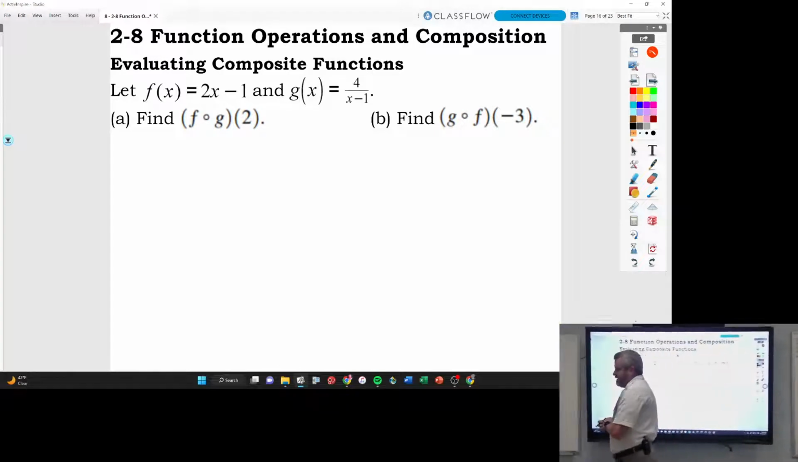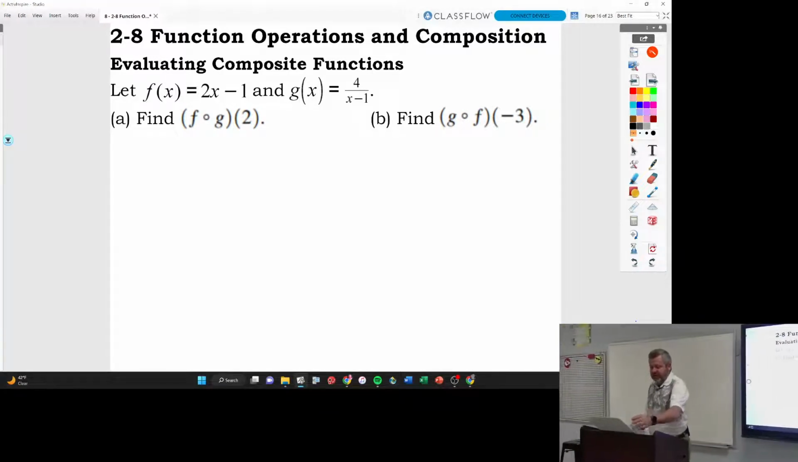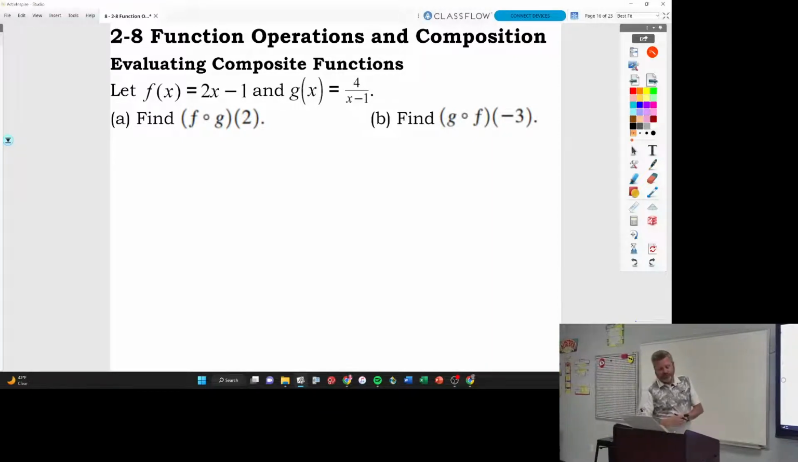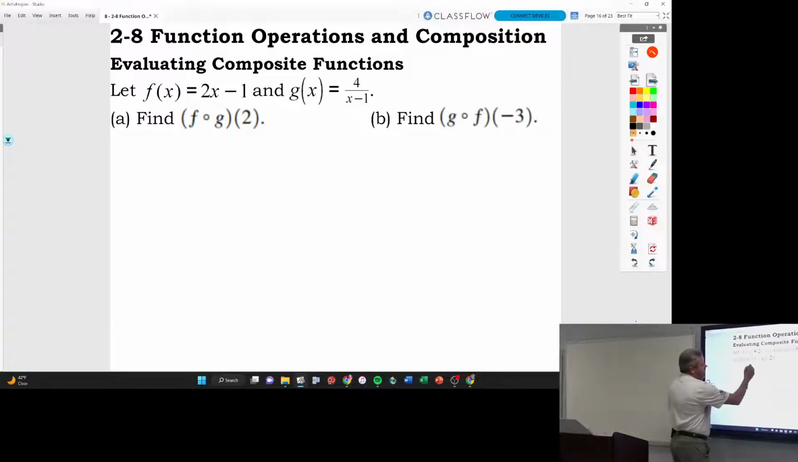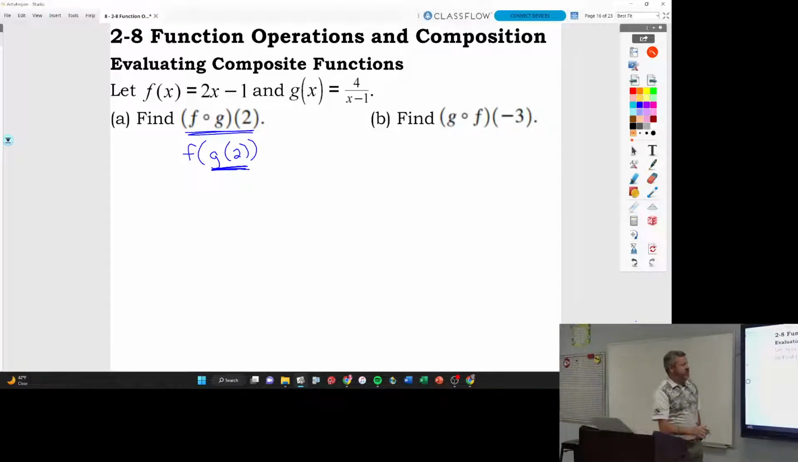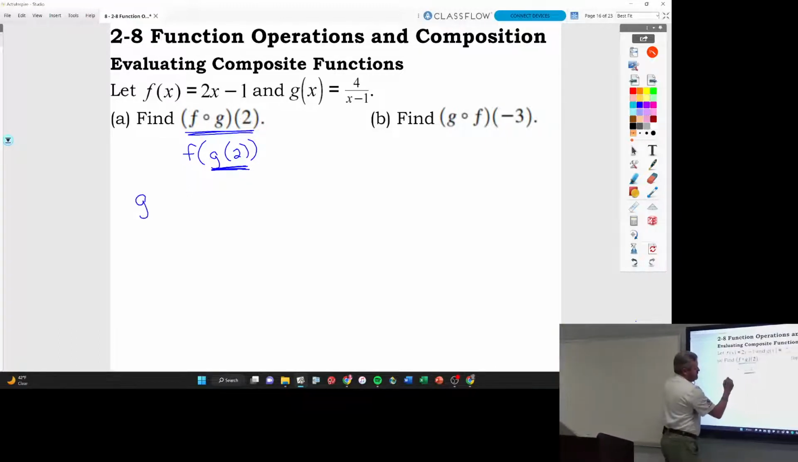Here are two functions. f of x is 2x minus 1, and g of x is 4 over x minus 1. The problem says find f circle g of 2. And so again, anytime I see a problem written like this, I'm going to rewrite it as f of g of 2. And now I'm just going to do order of operations. Order of operations tells me to do inside parentheses first. So the first thing I want to do is find the value of g of 2. That means take the g function evaluated at 2.